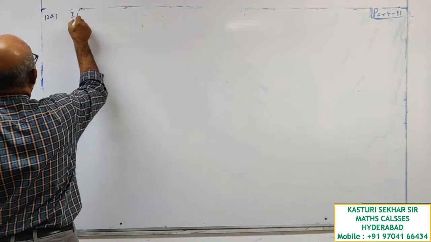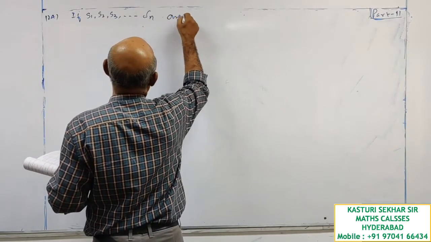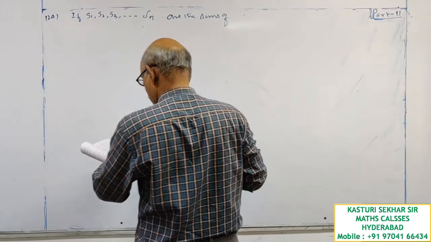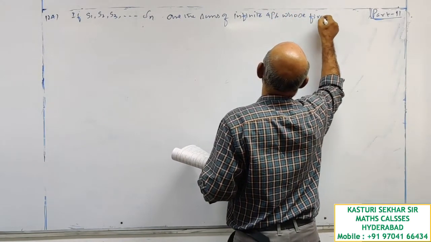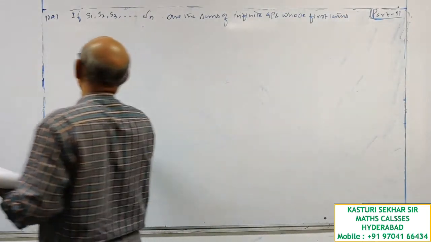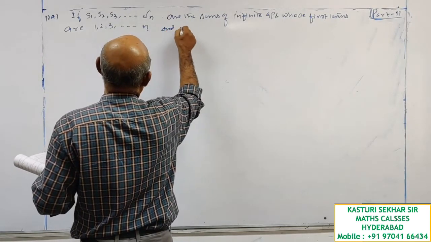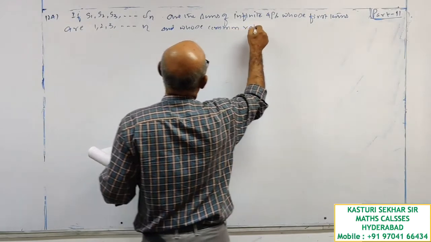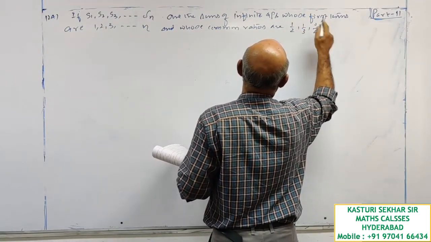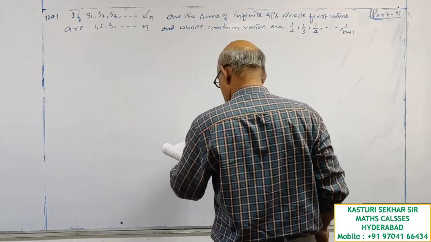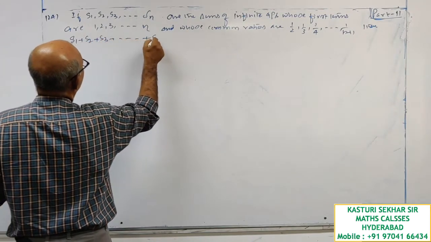Next. Question number 124. If S1, S2, S3, etc. Sn are the sums of infinite GPs whose first terms are 1, 2, 3, etc. n, and whose common ratios are 1 by 2, 1 by 3, 1 by 4, etc. 1 by n plus 1, then S1 plus S2 plus S3 plus etc. Sn is equal to question mark.